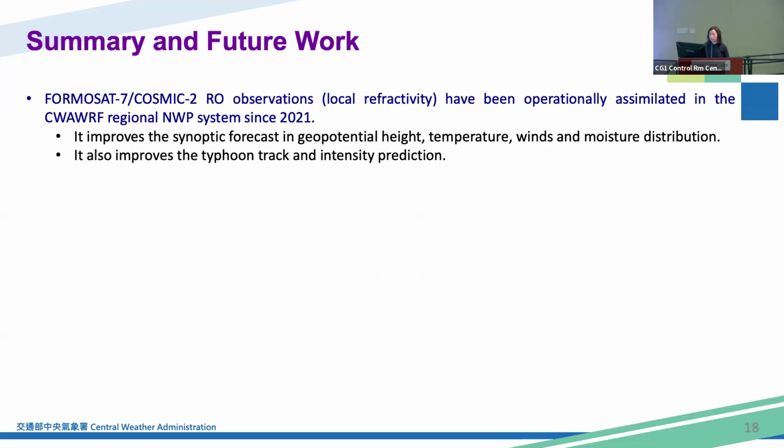So to summarize, our COSMIC 2 radio occultation observation, meaning the local reflectivity, has been operationally assimilated in our system since 2021. And in the continuous cycling data strategy, the result shows our system has improved the typhoon forecast, not only in potential height but also in temperature, wind, and moisture distribution. Also, it can make a better typhoon track and intensity forecast.